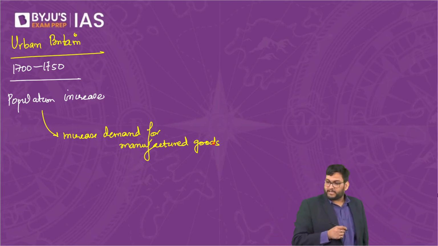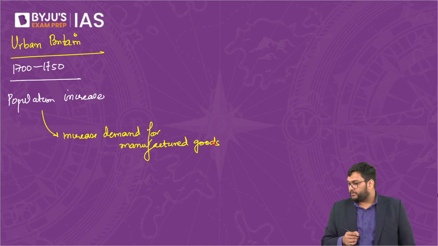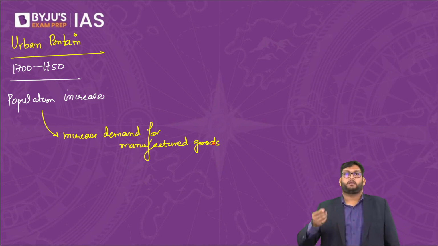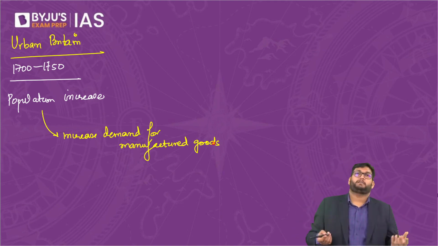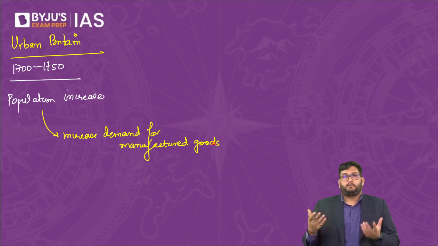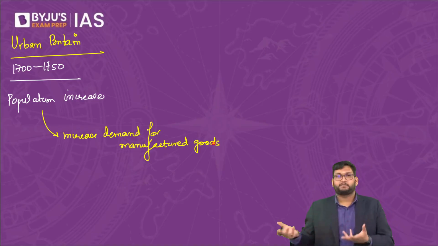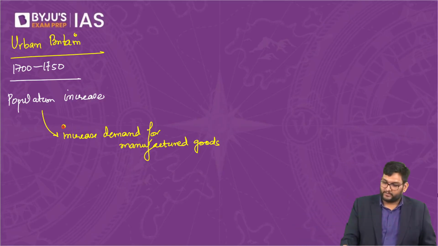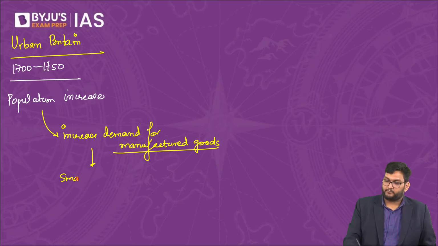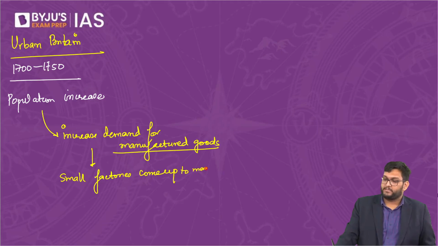Sir, at this time, what divides rural and urban Britain? If you're in a city and town, you are urban. If you're in the rural countryside, you are rural. Agriculture, export, a little bit of manufacturing, it is urban. Increased demand for manufactured goods. So small factories come up to meet the demand.